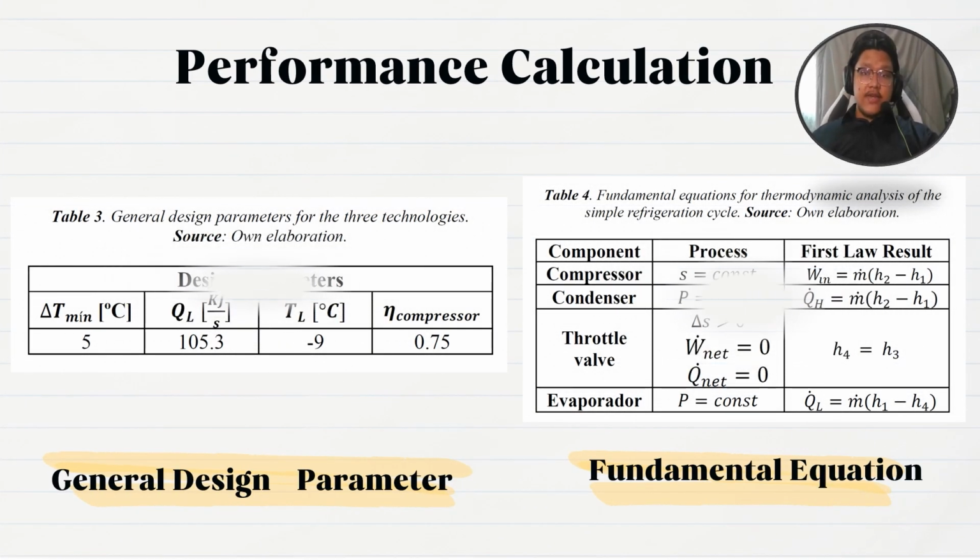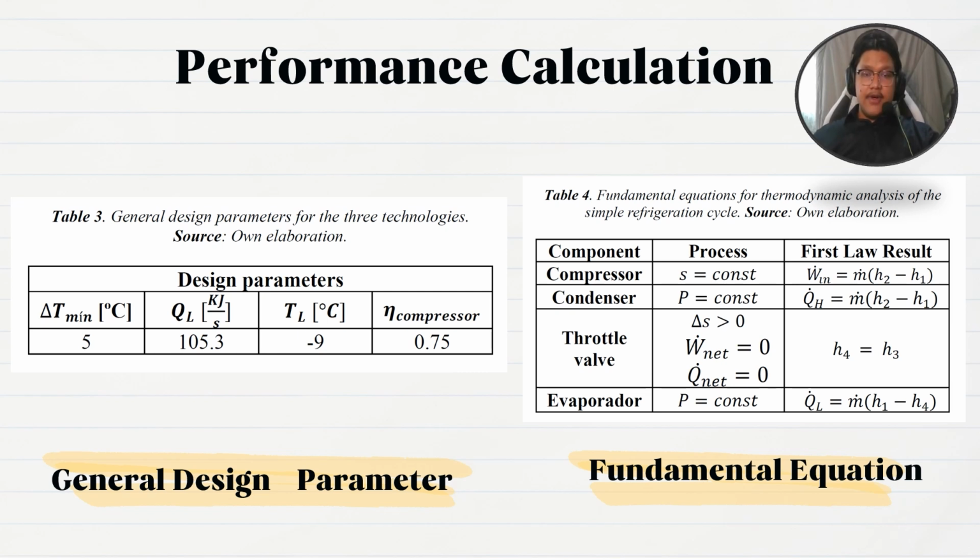In this journal, they also provided the entropy diagram for the simple refrigeration cycle and the cascade refrigeration cycle. For the performance calculation part, we have shown a few important formulas that were used to carry out this research. Table 3 shows the general design parameters which are chosen and will be kept constant in order to be able to infer the behavior of the fluids in the different technologies. Table 4 shows the fundamental equations for the thermodynamic analysis of the simple refrigeration cycle.